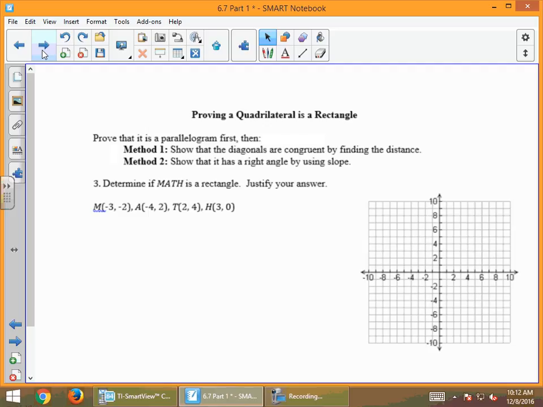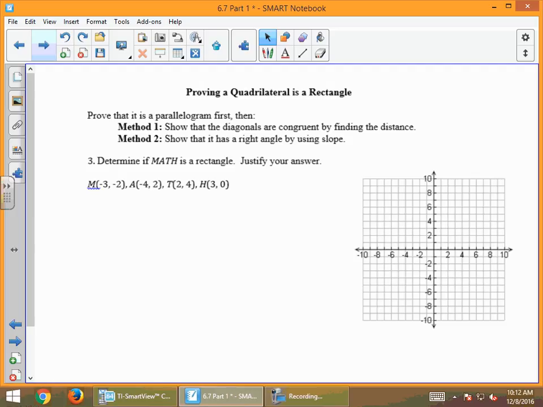So we just looked at how to determine if a quadrilateral is a parallelogram. Well, now we're going to look at specific types of parallelograms, which is a rectangle. We want to show that a given quadrilateral is a rectangle. In order to do that, you need to show that it is a parallelogram, because if it's not a parallelogram, then it's not going to be a rectangle. Once you've shown that it's a parallelogram, then you have to take the steps to also show that it's a rectangle. So first things first, what should we do with these points?